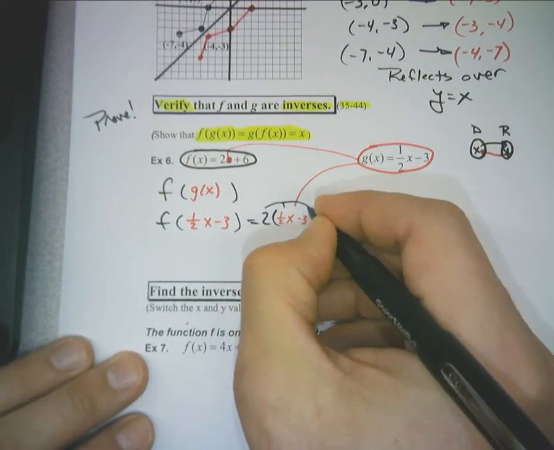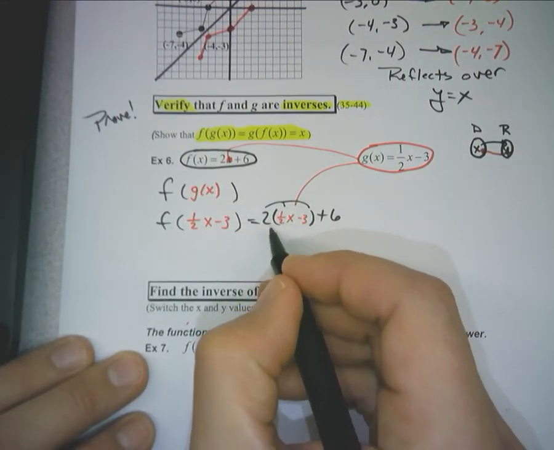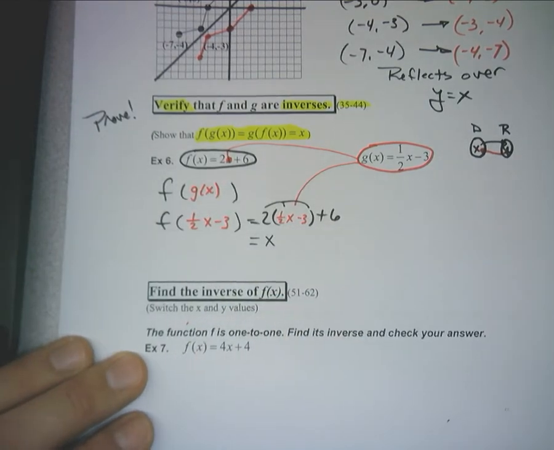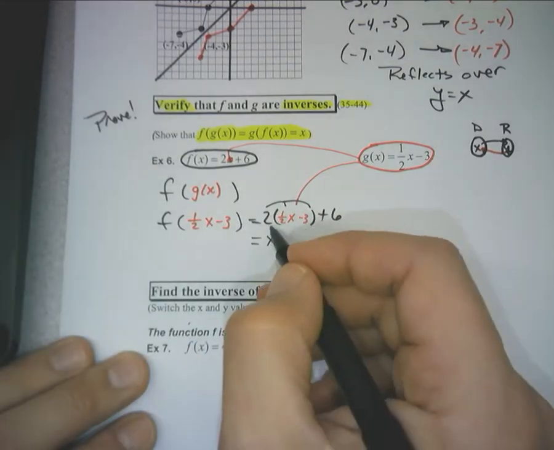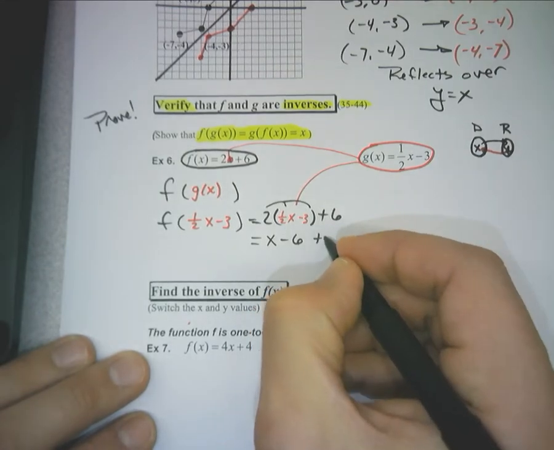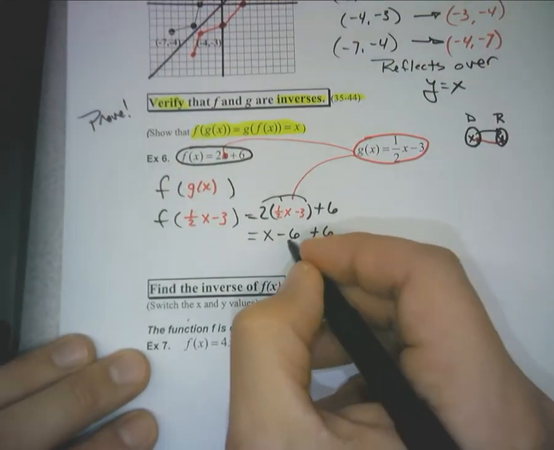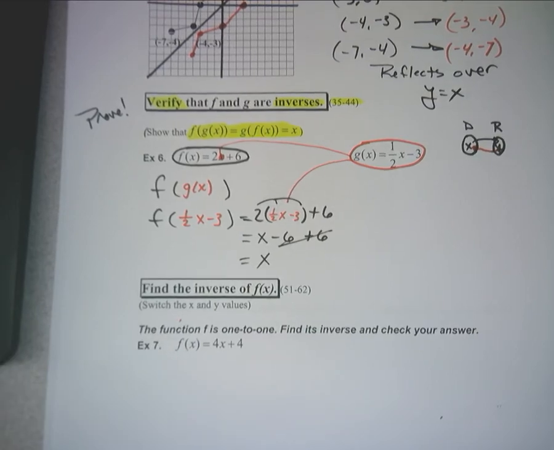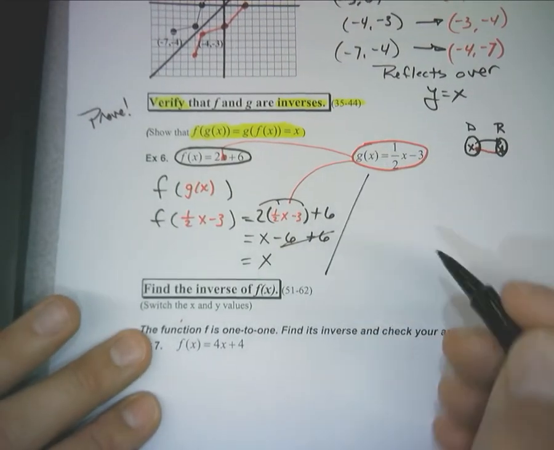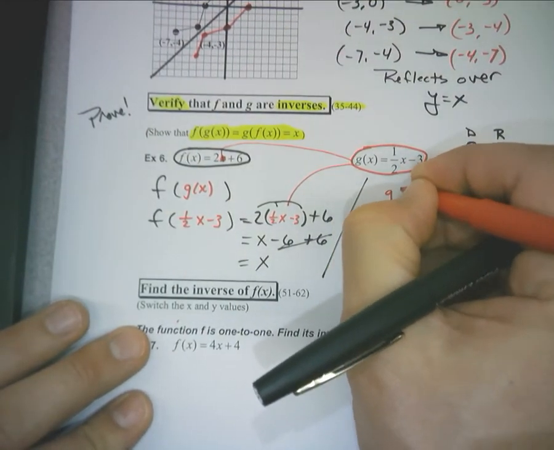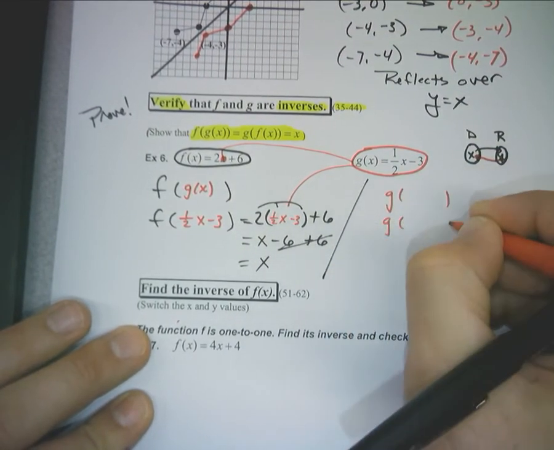Here we go. If I take 2 times 1/2 x, those 2's cancel, leaves me with just 1x or x. So half of 2 is just 1x. 2 times -3 is -6. And then we have this plus 6 on the outside. Those guys cancel. Yes, I'm halfway done. Look at that. Now I do the other way. Now I do g of f of x.